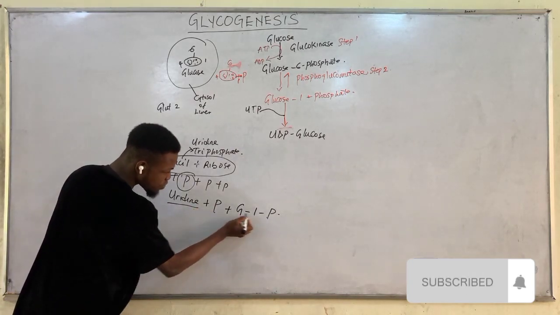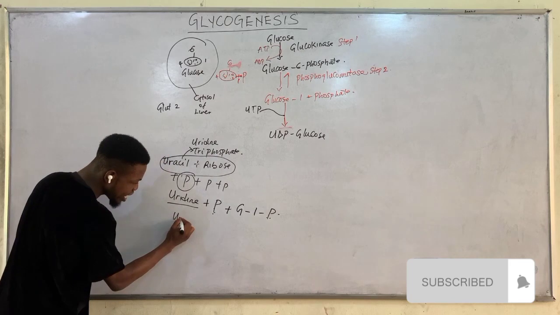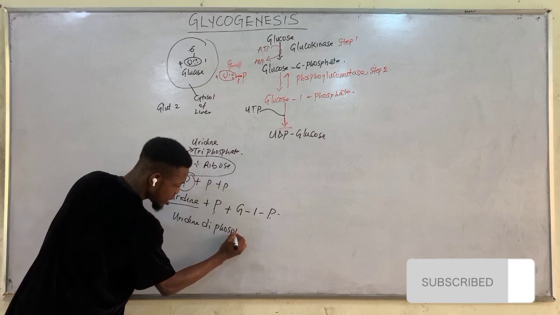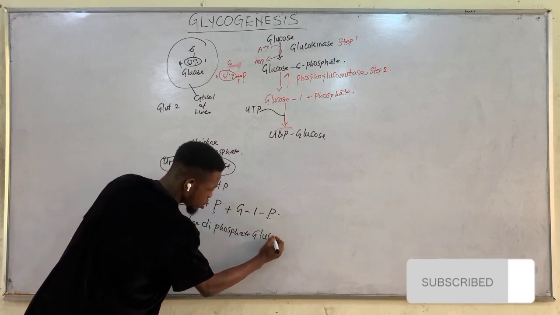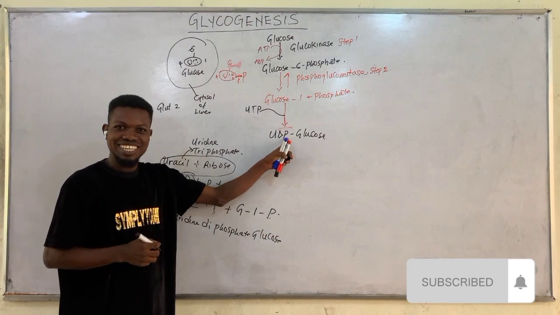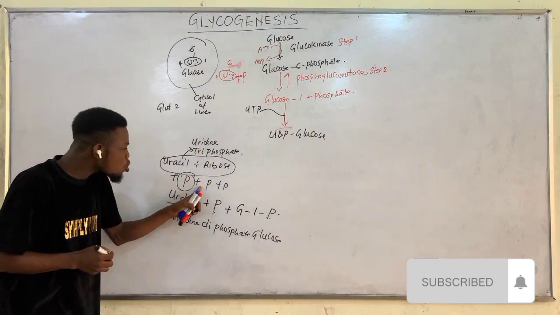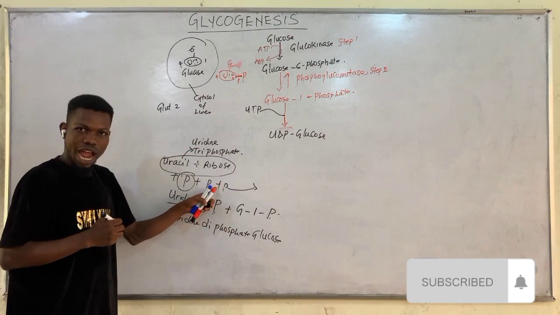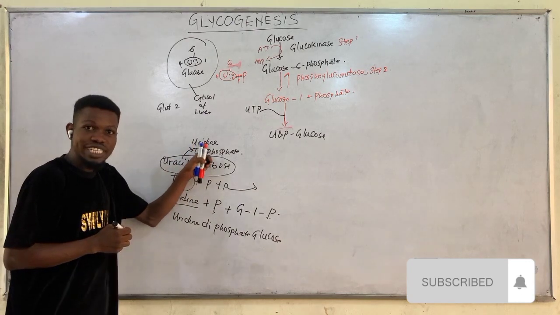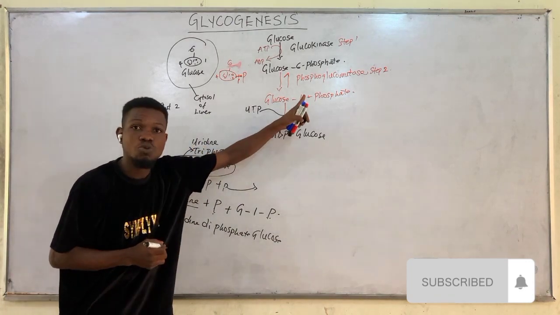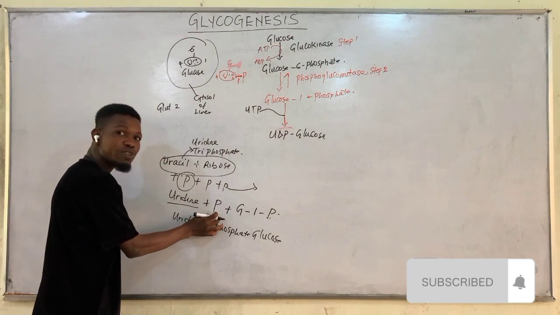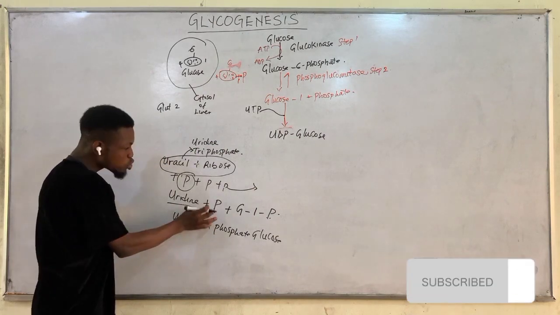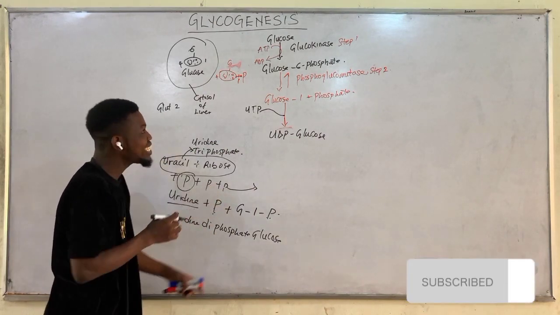Uridine, how many phosphates are there? 2 phosphates. That is uridine, 1 phosphate, 1 phosphate: diphosphate. Then we have glucose. That is how we went about this. So the 2 phosphates that are here will be released. Are you getting what I'm saying now? When the new UTP, uridine triphosphate, wants to add to glucose 1 phosphate, it is only the uridine and 1 phosphate that will add to glucose 1 phosphate to form UDP glucose that we explained here. So two phosphates remain that are not added to glucose 1 phosphate.